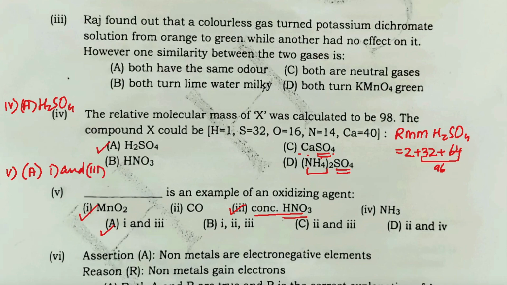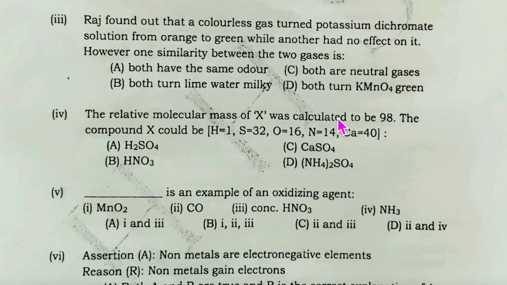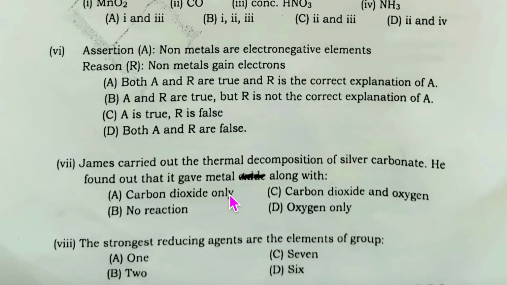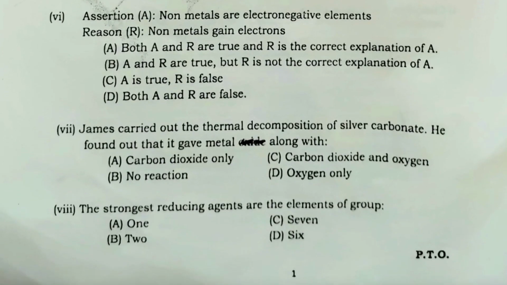Then we come to the assertion and reason. Non-metals are electronegative is correct because non-metals are where? On the right side of the periodic table, so this is true. And non-metals gain electrons, that's why they're electronegative. This is also true and the correct explanation. So correct explanation means it is option A.